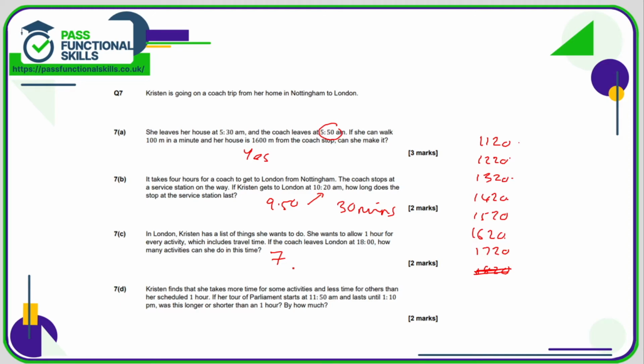Kristen finds that she takes more time for some activities and less time for others. If a tour of Parliament starts at 11:50 and lasts until 1:10, was this longer or shorter than 1 hour? Well, all we need to do here is, let's just add on 1 hour to 11:50. 11:50 plus 1 hour is 12:50, but she's there until 1:10, which is longer, and the gap between 12:50 and 1:10 is 20 minutes. So the answer there is 20 minutes longer.